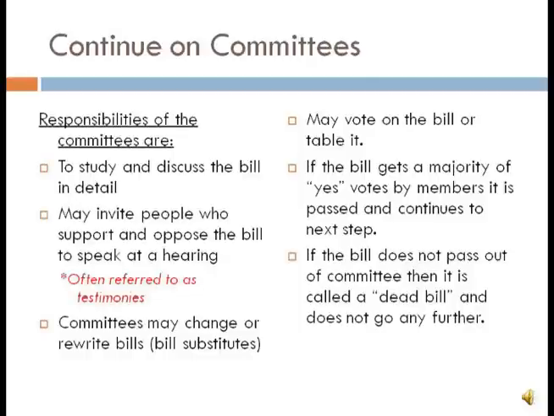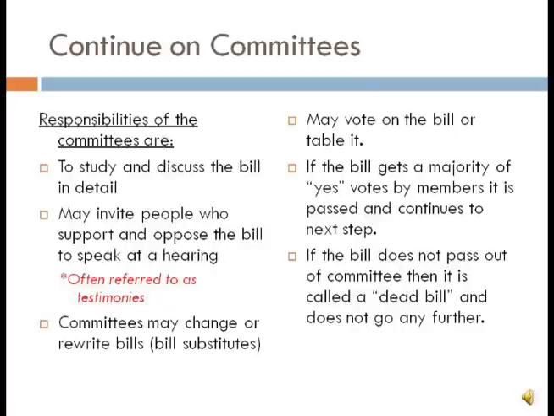Let's continue on the committees. The responsibility of the committees is to study and discuss the bill in much detail. They may invite people to support or oppose the bill at the hearing. That is often called a testimony.